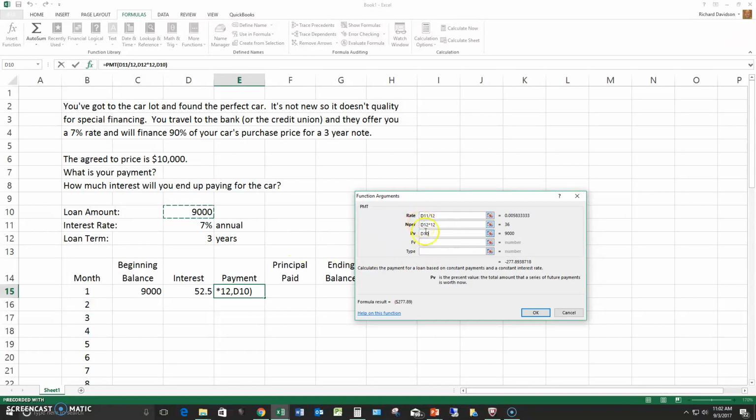Right now, we haven't locked these formulas, but we do know that our interest rate is something we want to lock, D11. We're going to push the F4 key, or you can put the $ in front of each of them. We know the number of periods, which is 3 years in D12. We want to lock that too. And the amount that we borrowed, we want to lock too, because we're going to pay on a $9,000 note, and our payment will not change.